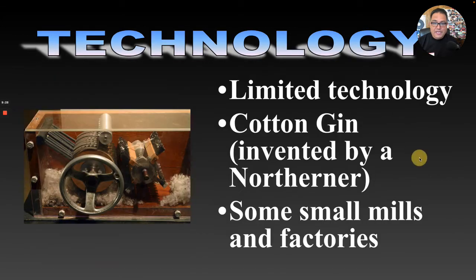All right, so let's get back into it. Now we're moving on to, speaking of technology, very, very limited technology. I told you the cotton gin, we already said, invented by Eli Whitney. They did have some small mills, like cotton mills, textile mills, and factories, a little bit. But again, for the most part, it is all their raw materials they're having to send up north, right? So very, very limited technology. By the way, I wanted to show you an example of this. This is a cotton gin. So this is in a museum, right?